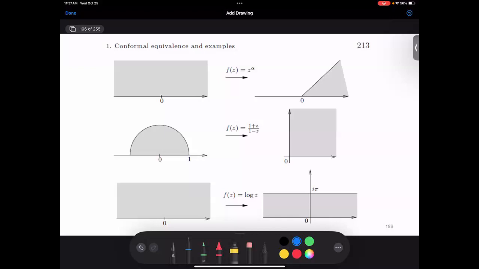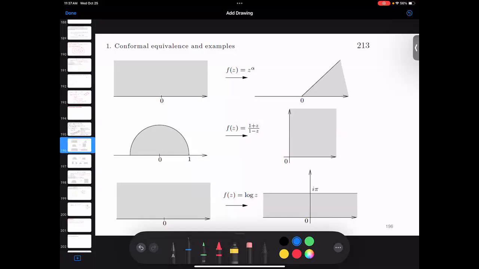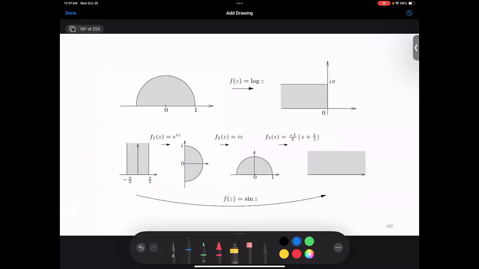The next one is a map from the semicircle to the quarter plane. Then we have a map from the upper half plane to a strip. More maps: we have a map from the semicircle to a half-infinite rectangle. We have a map from another half-infinite vertical rectangle to a semicircle on the right, to a semicircle on the left. You can basically compose lots of these maps.